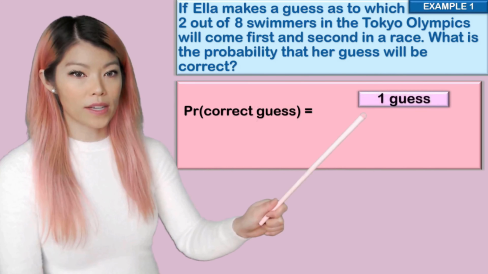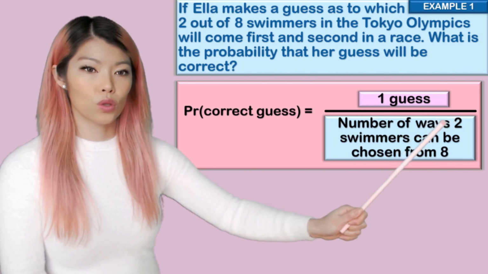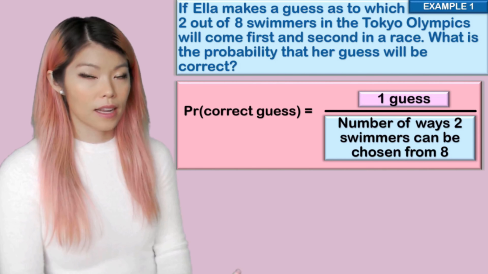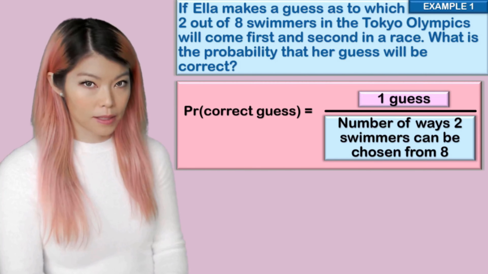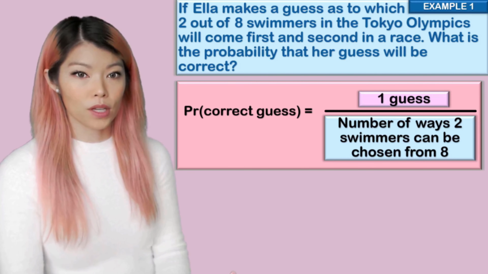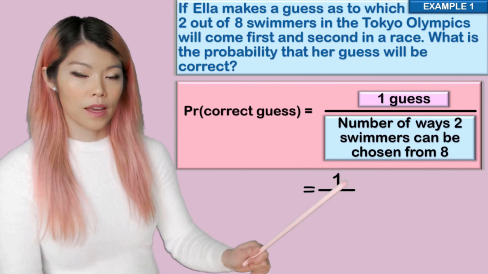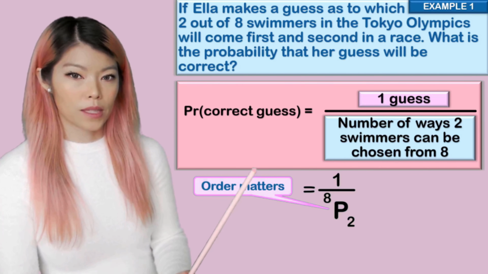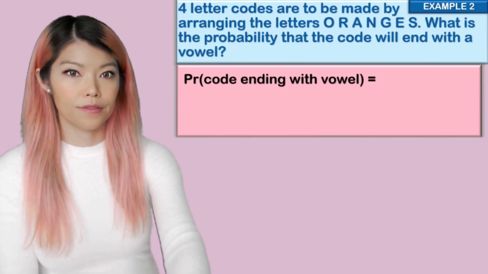Well, she has one guess, and the total possibilities are the number of ways 2 swimmers can be chosen from 8. The first question we always ask is, does order matter? First, second, order does matter. So do we choose P or C? We would choose P because order matters. So we have one guess, so 1 would go at the top, and we have 8P2, because order matters. So that gives us 1 over 56.